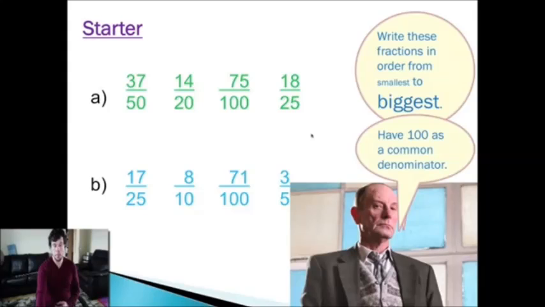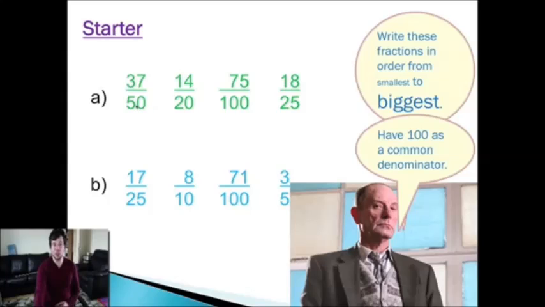Have 100 as a common denominator. Sounds like a sensible denominator to use. It's best to find the denominator which is the biggest and see if the others can make that denominator. 50, 20 and 25 all go into 100, so this is going to work.